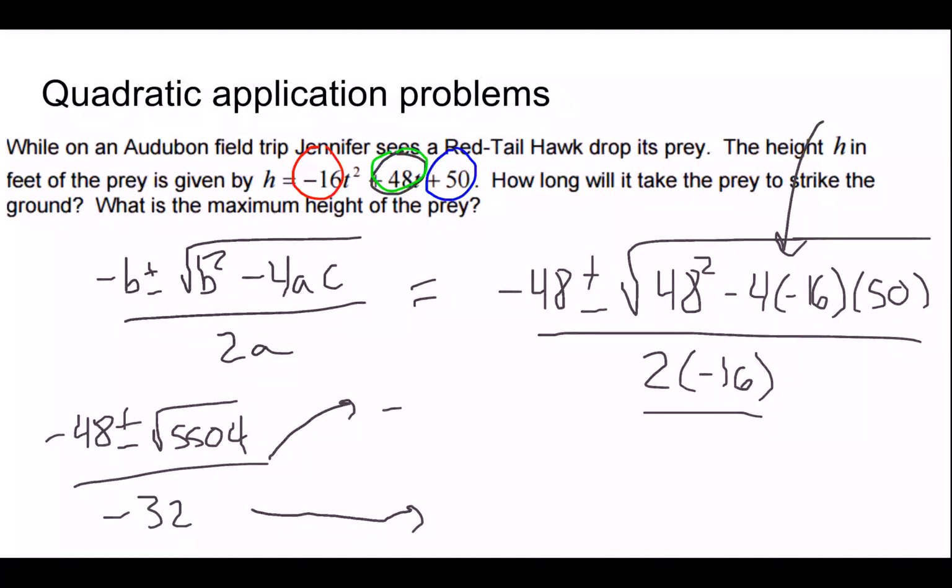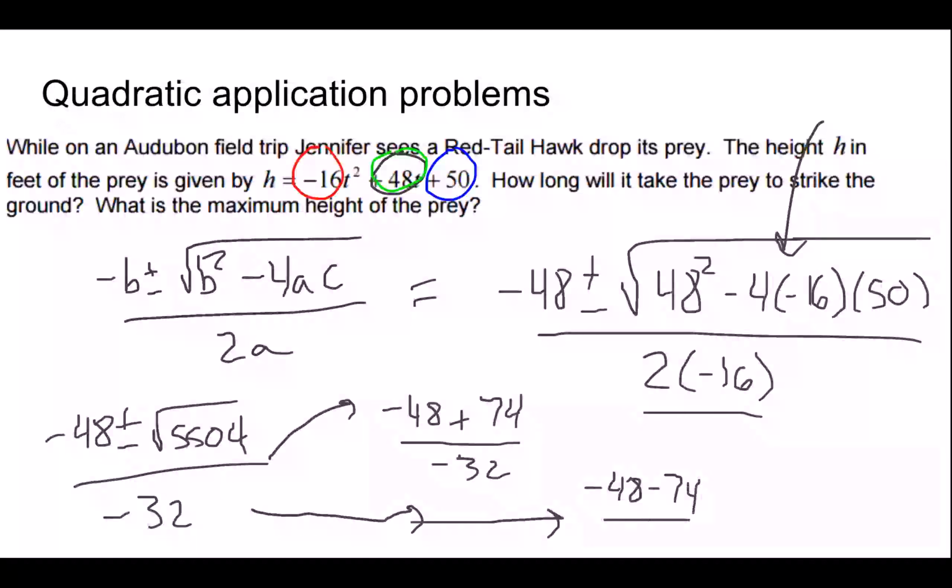So I'd have negative 48 plus the square root of 5504, which is about 74, over negative 32. And then we have the negative side, which would be negative 48 minus 74 over negative 32. Let's see what these two answers are. When I plug this one in, I get negative 0.8. That answer doesn't really make sense because you can't have negative time. So that's not my good time.